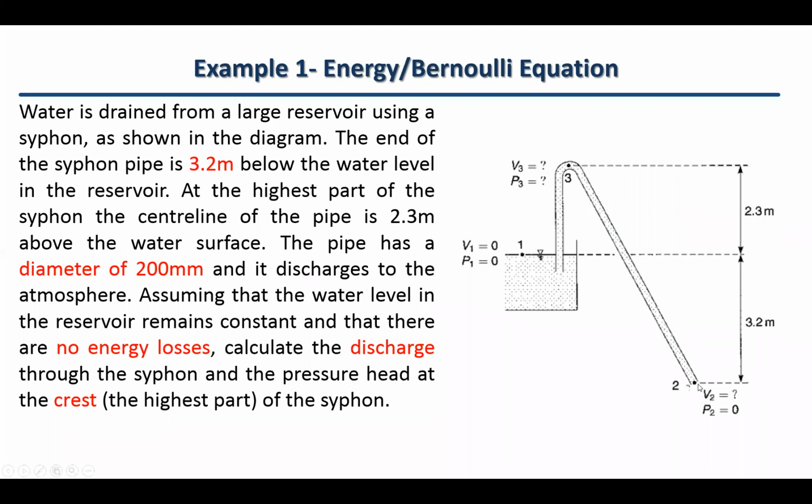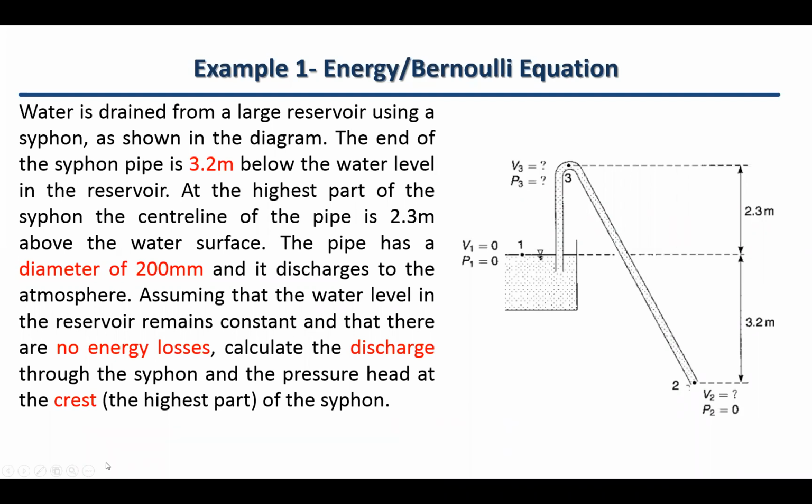Imagine that we use the datum line exactly here, passing through point 2. In that case, the velocity is the unknown that we want to calculate, but the pressure is 0. Why? Because this is atmospheric pressure, exactly one epsilon outside this pipe. The pressure is 0 because it's subject to atmospheric pressure. So with that assumption, we can easily say P2 is 0, but we have no idea about V2. And V3 and P3 are also unknowns here. Just bear in mind, if the diameter is the same, then based on the continuity equation, V2 and V3 are exactly the same.